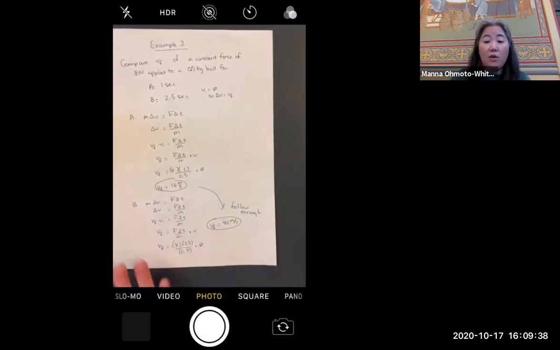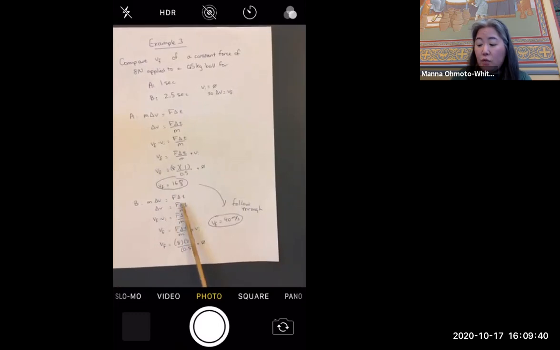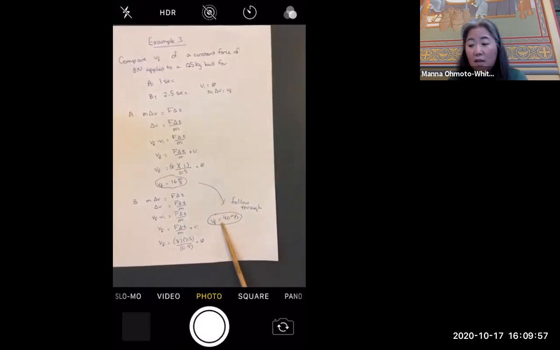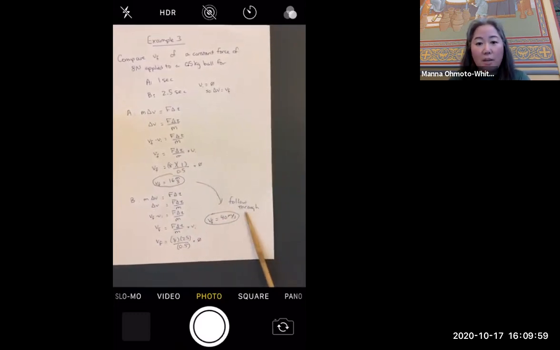If, however, I apply that force for 2.5 seconds, right, so my delta T, same thing, I'm isolating for the same value, but now my time goes from 1 second to 2.5 seconds, then my final velocity is now 40 meters per second. So it's a lot higher. This is what coaches are talking about when they're talking about follow through, right?